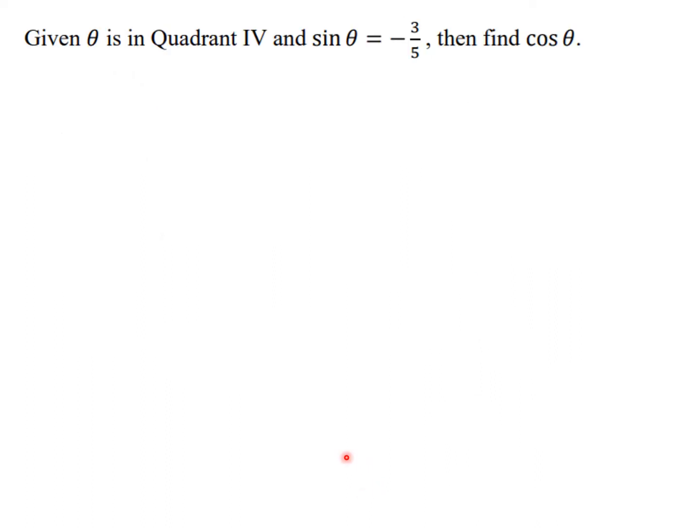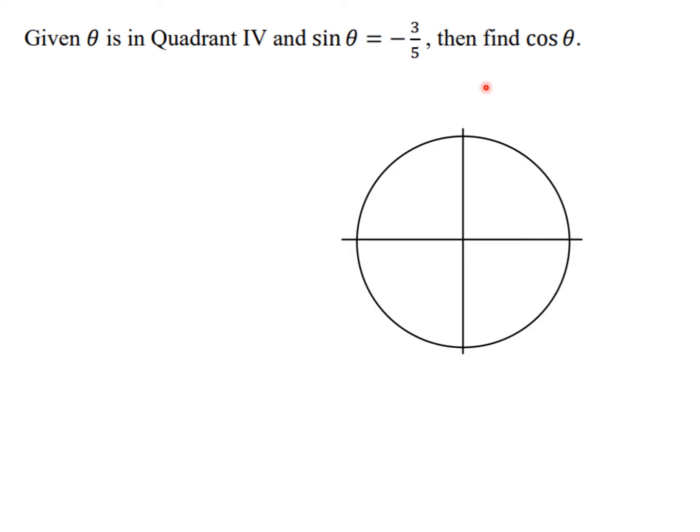Next example. Given that theta is in the fourth quadrant and the sine is -3 over 5, find cosine of theta. All right. Well, here's my unit circle. Okay. I'm going to sketch in the reference triangle. All right. Now it's in the fourth quadrant, so I'm just going to draw it in like that. Okay. And I know that the sine is opposite over hypotenuse.